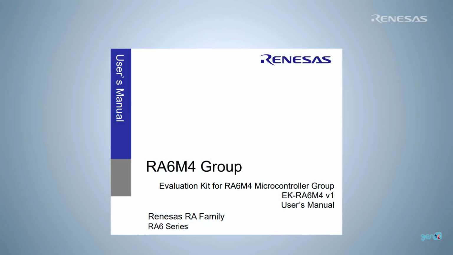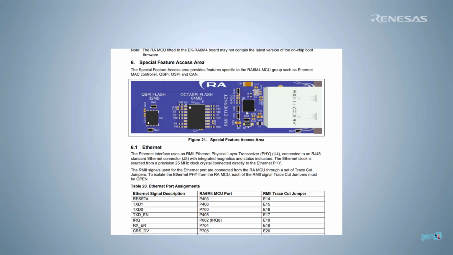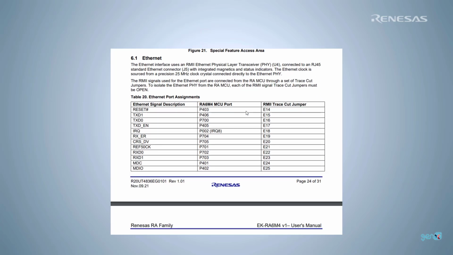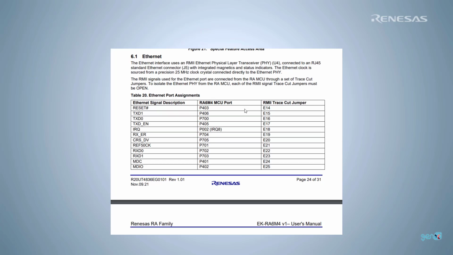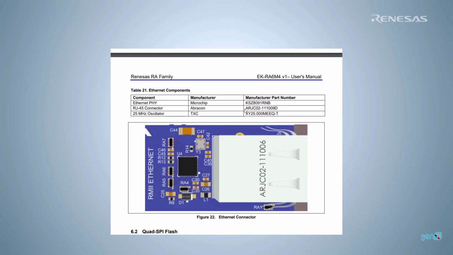The EK board comes with an RJ45 Ethernet connector which makes full use of the internet capabilities of the RA6M4. From the user's manual, we can see the pins on the microcontroller that this Ethernet port is connected to. Usually, when we initialize a project, the Ethernet connector and its pins are already configured.